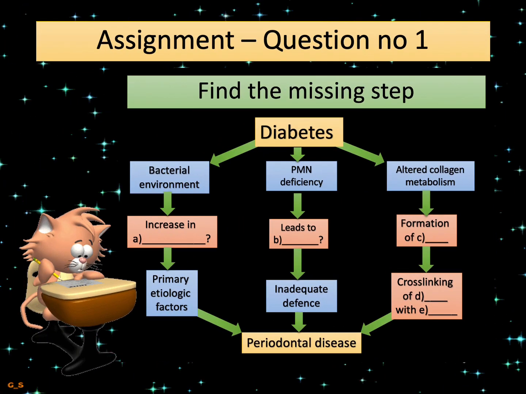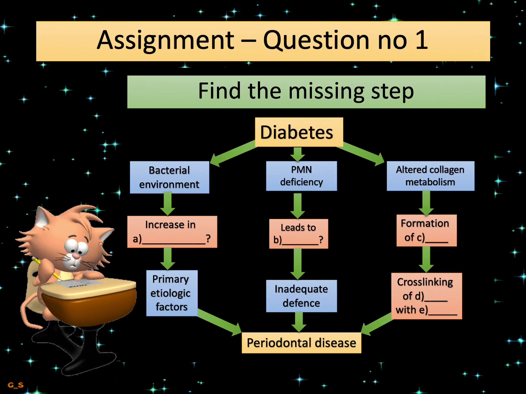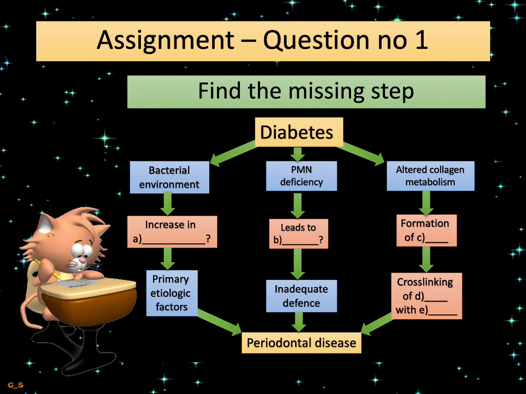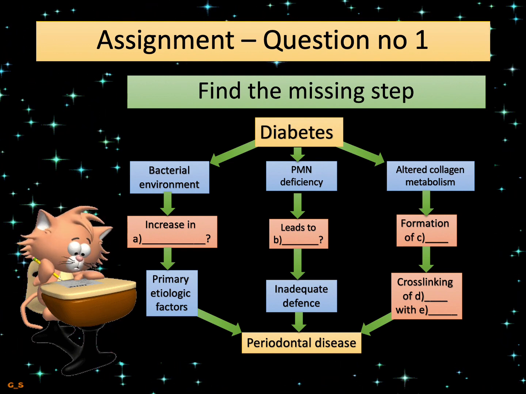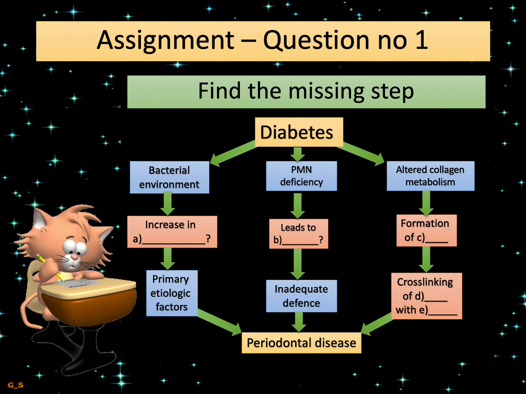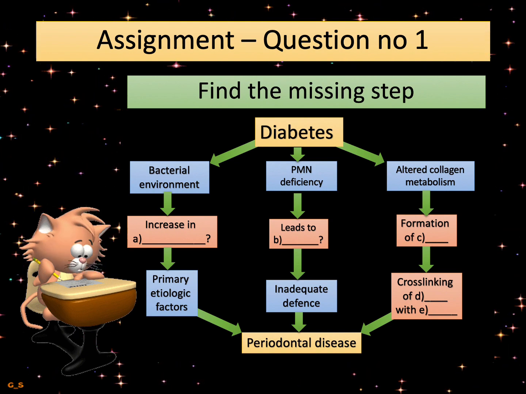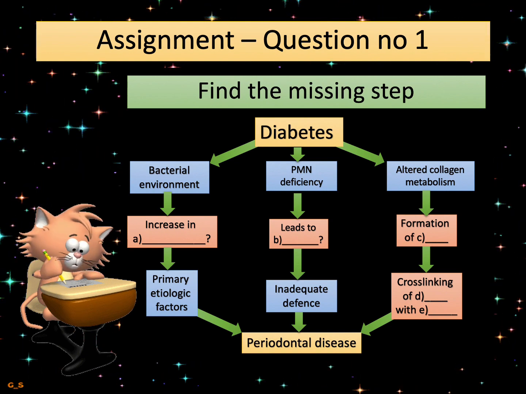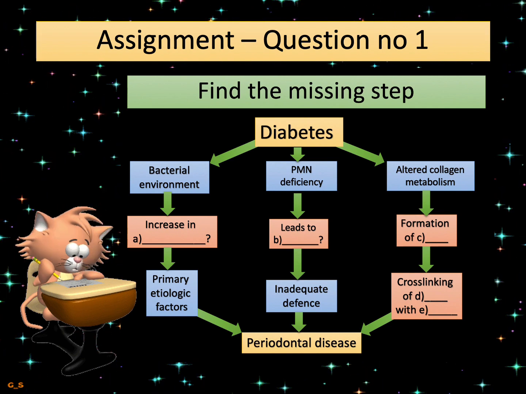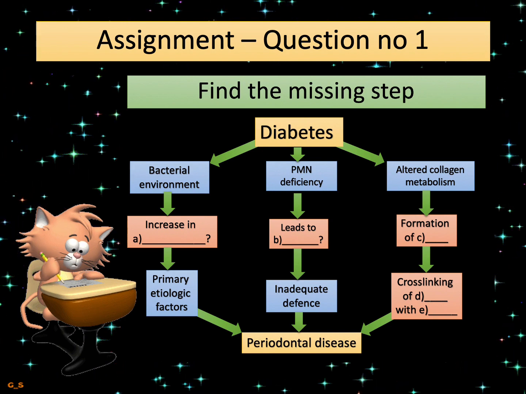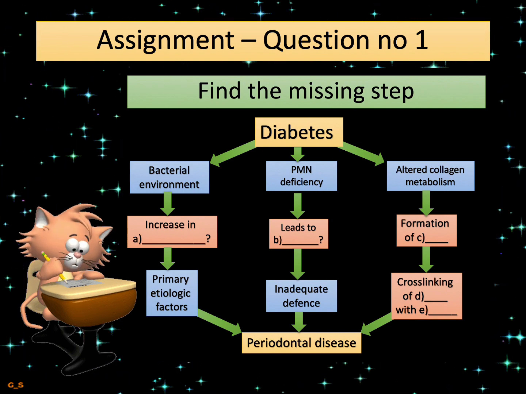Here is your assignment question number 1. Find the missing step in the link connecting diabetes and periodontal disease. You can either pause this video and complete the assignment now, or go through the class and come back to the assignment later. The assignment questions are totally 6, and each one comes in split after each subheading.